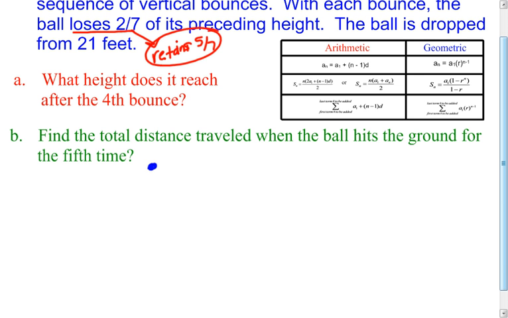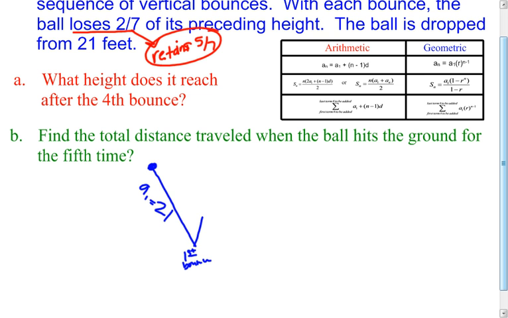It's 21 feet off the ground. So I want you to think about this. It falls, okay? And so we know that this distance right here is 21. And I'm going to say that A1 is 21. Okay? Right here is when it has its first bounce.